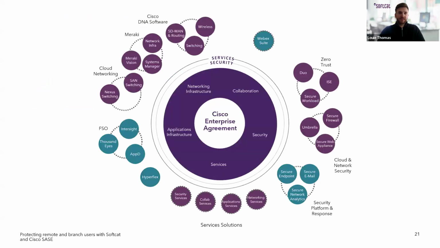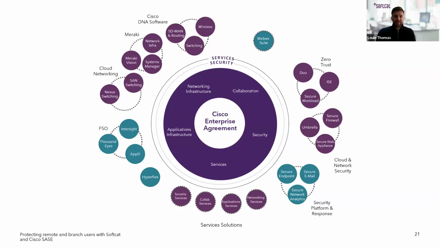Next slide, please. So the enterprise agreement encompasses a vast array of Cisco technologies, as I'm sure you can see on the screen. If we look towards the center of the diagram, there are 5 different portfolios. That is networking, collaboration, applications, security, and services. Then further out, if we look towards the outside, these are all the main technologies available in the EA with a couple of additionals.